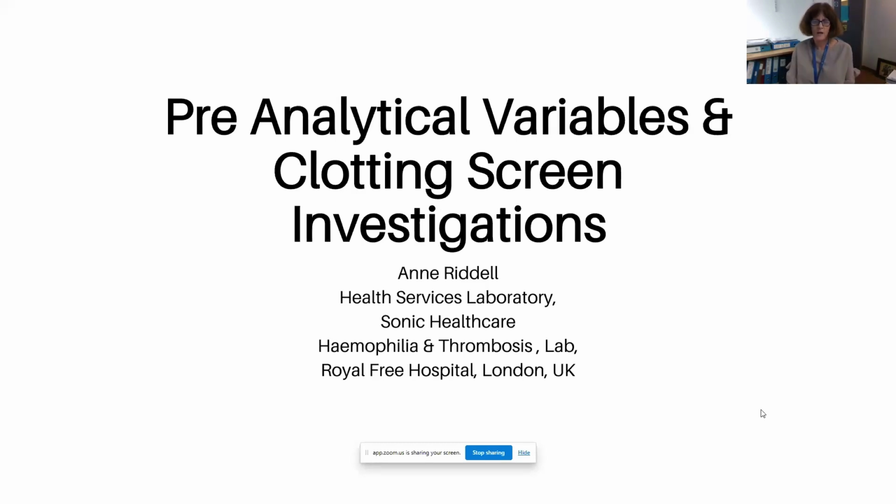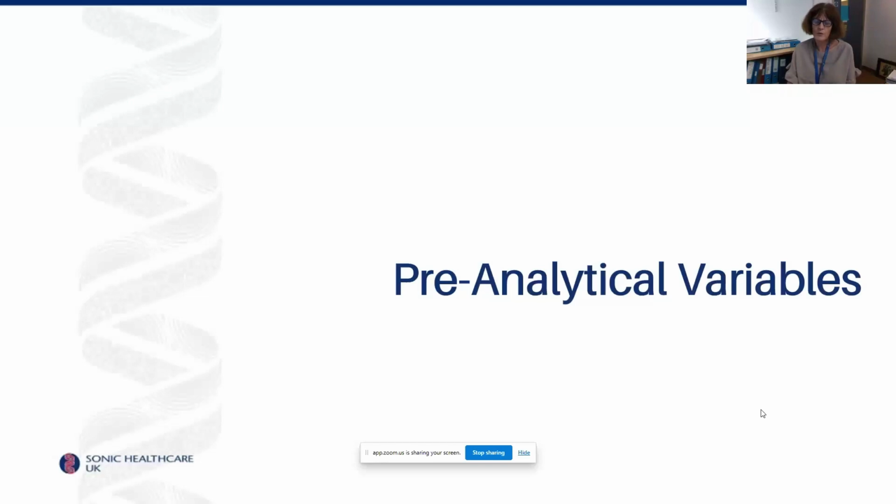So hopefully this talk will be okay and what you expect, but it's going to be a talk about clotting screen investigations and pre-analytical variables for coagulation testing. First of all, we're just going to talk about pre-analytical variables because they're very important: the sample quality that we use in coagulation needs to be as good as we can make it so that we can deliver the right result back to the patient.